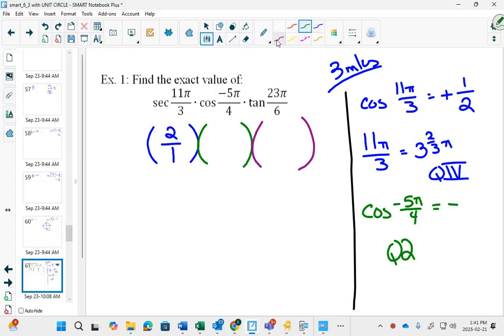That's important because the CAST rule tells me cos is negative in quadrant 2. Then I just think about pi over 4. What is cos of pi over 4? It's root 2 over 2, so this one will be negative root 2 over 2. And now I can write that in negative root 2 over 2.